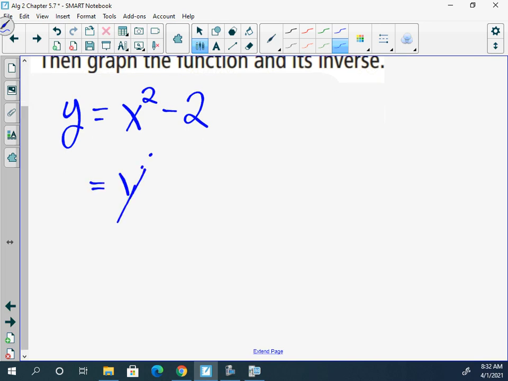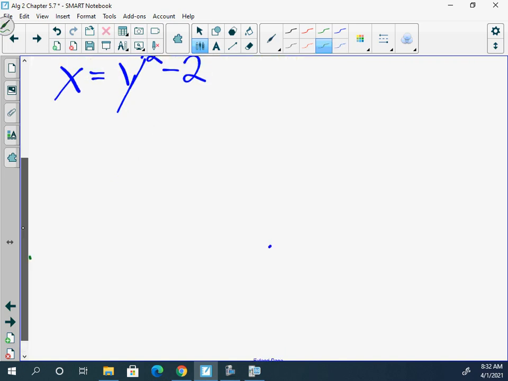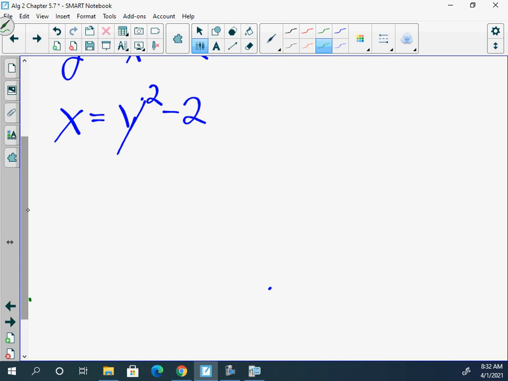We switch the x and the y. Mm-hmm. Yeah. And now we solve for y. We would, but we wouldn't do it first. Because we would add it since it is subtracting already. But we would move the 2 first.